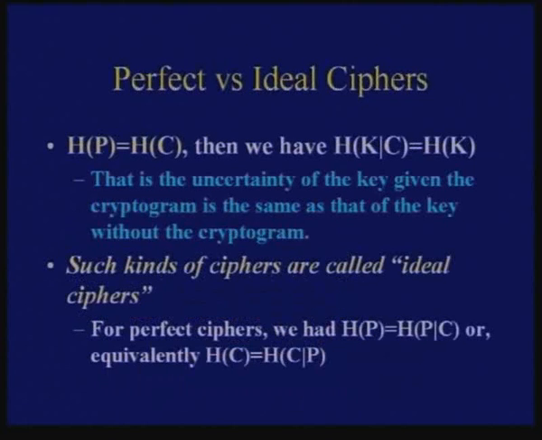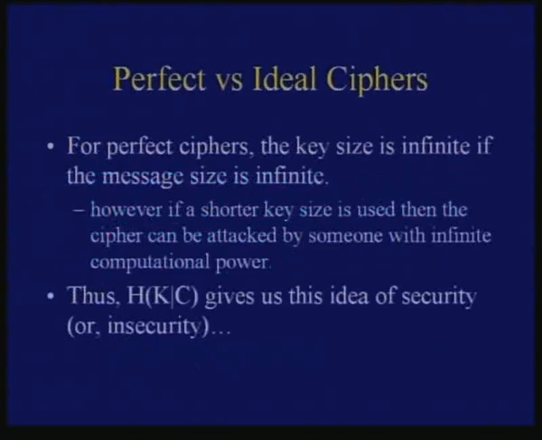We also discussed the meaning of ideal ciphers and said that in the case of an ideal cipher, H(K|C) is equal to the value of H(K). That means that a ciphertext does not leak any additional information about the key. These are the things that we described yesterday, and therefore H(K|C) gives us the idea of the security or insecurity.